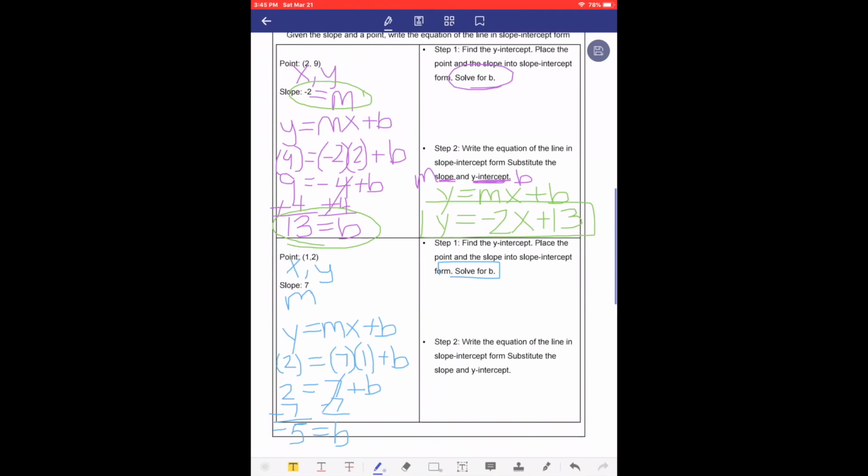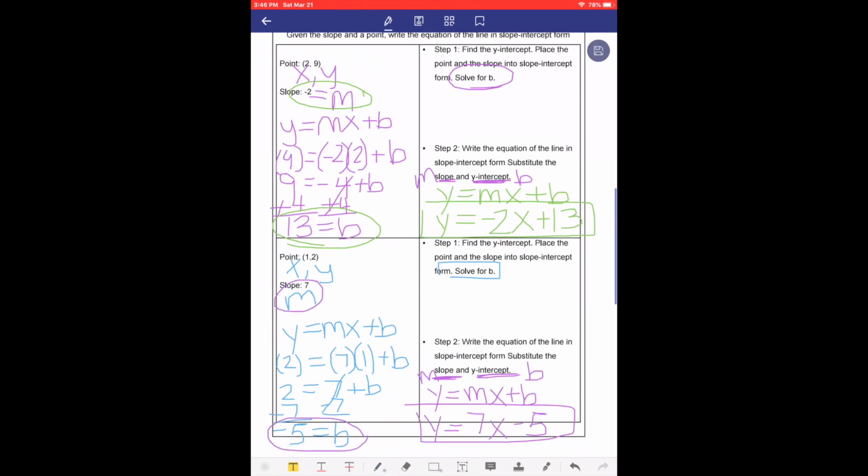Step 2, we're going to write the equation of the line in slope-intercept form. Substitute the slope and the y-intercept. So my slope was the m value. M, we said, was 7. And the y-intercept is the b, which is negative 5. So my slope-intercept form is y equals mx plus b. And now we're going to replace the m. The m was 7. Y equals 7x. And the b we're going to replace, that was negative 5, so I'm going to write minus 5. And that is my equation of the line.